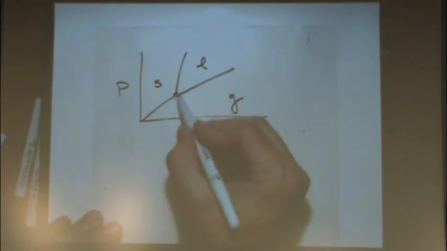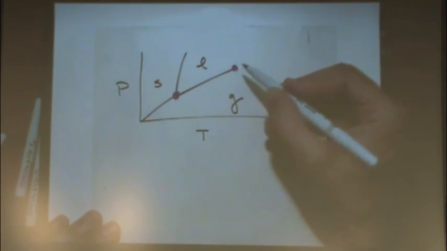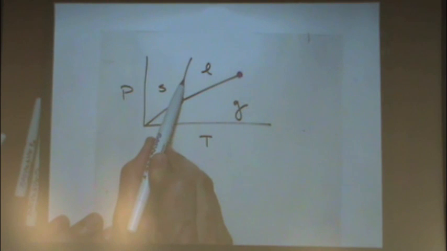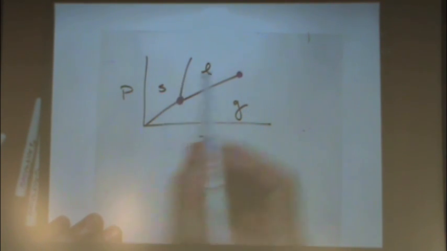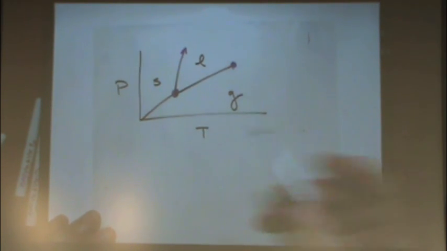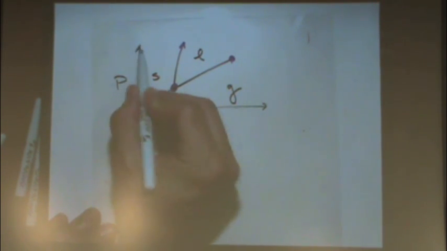This point right here is the triple point. This is the critical point. Does this line have a critical point? No. So what happens to it? It goes on to pressure. It continues. What happens to this line at the critical point? It ends, that's it. So, let's see. What else did I do on this?